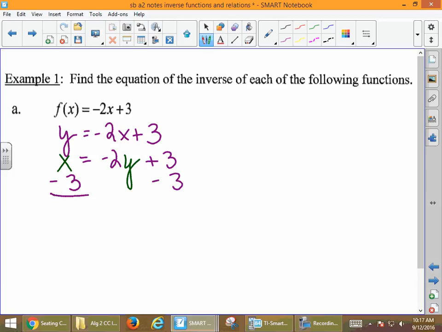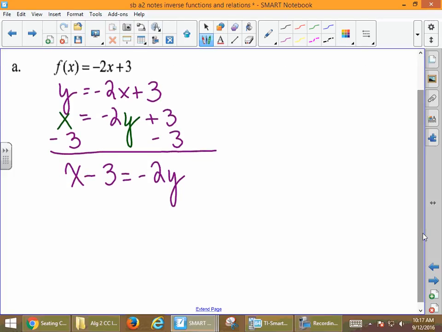So we're going to subtract 3 from both sides. And we get x minus 3 equals -2y. And then to solve for y, we have to divide. It's -2 multiplied by y. So our opposite operation is to divide by the -2.